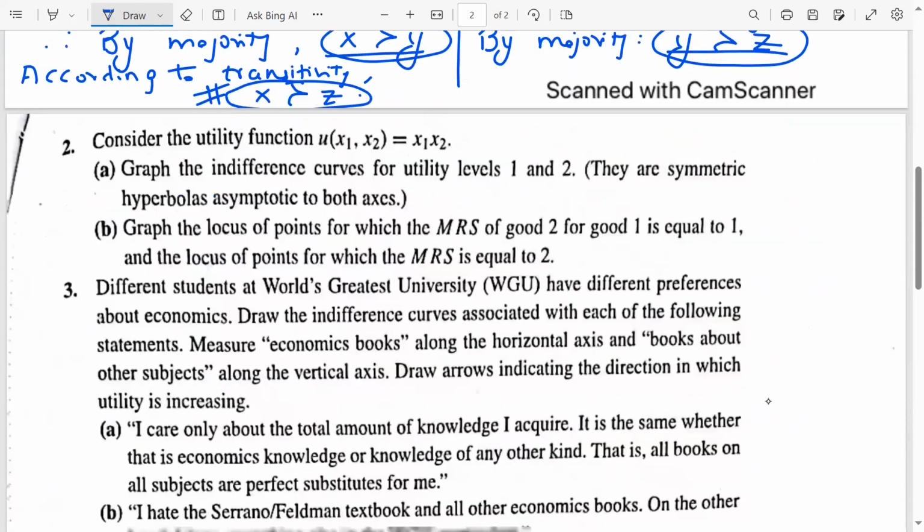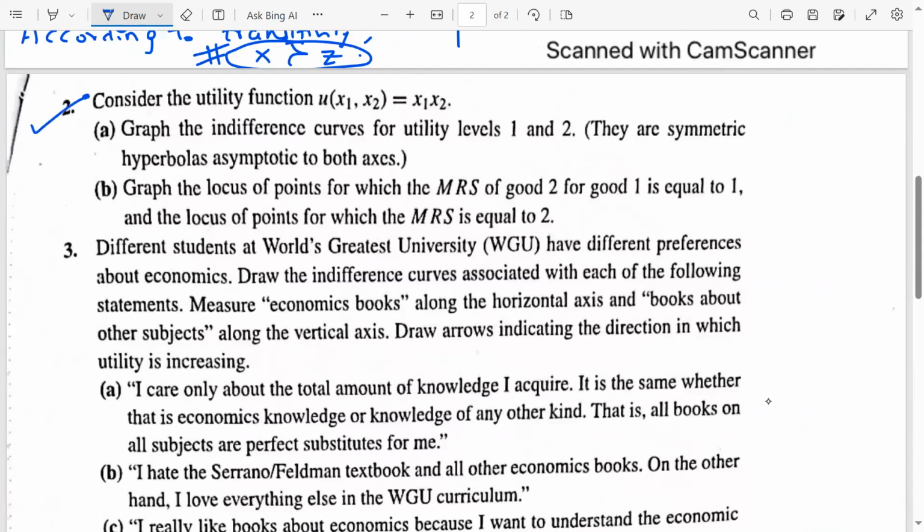Okay. So I stop in this particular lecture. In the next lecture, I'm going to start my discussion from problem number 2 from chapter 2 of Serrano and Feldman.